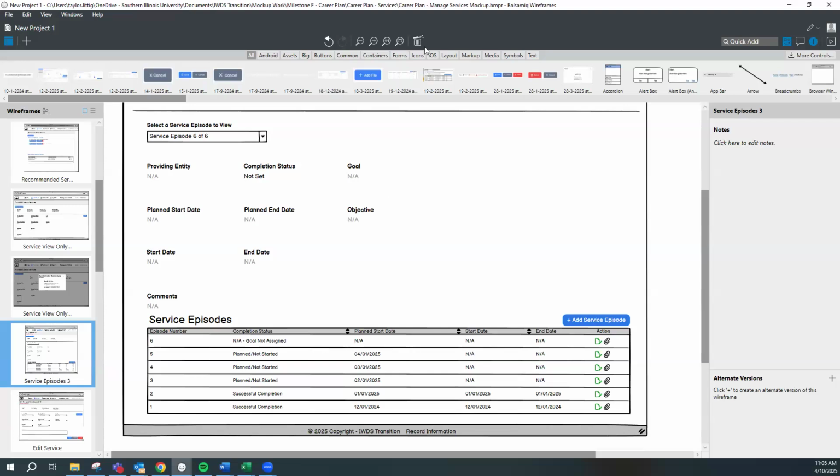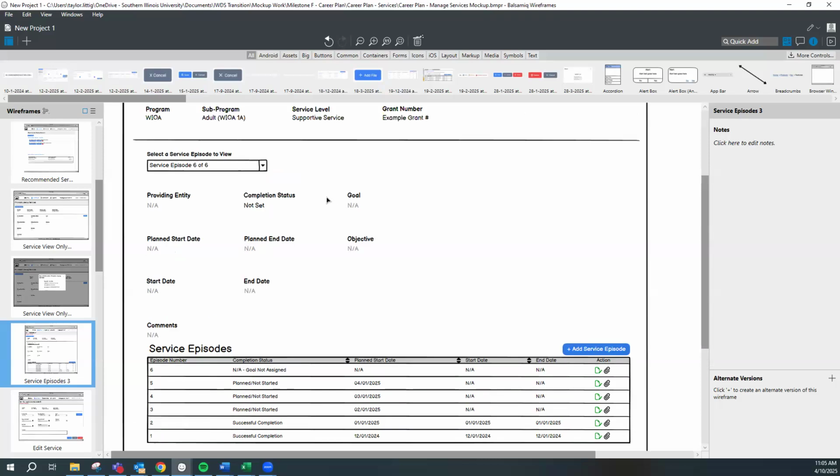I know that's a big issue in IWDS right now, that if you go and delete a service and it has episodes associated with it, it deletes all the episodes as well. And that can get kind of messy, especially then you have to go back in and re-add all these services and backdate things. So we are really splitting out service episodes so that you can view them individually.